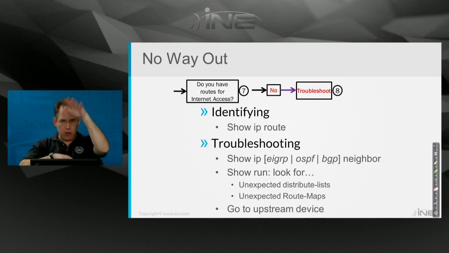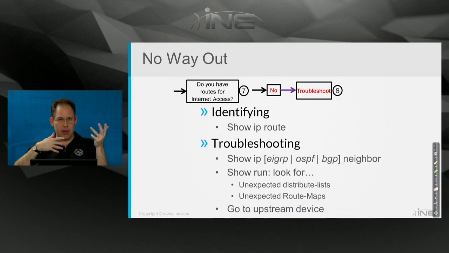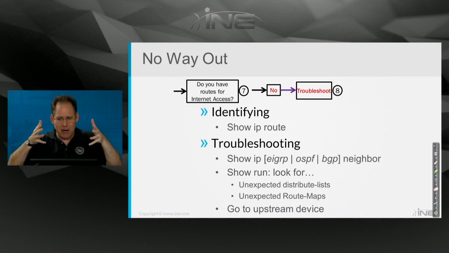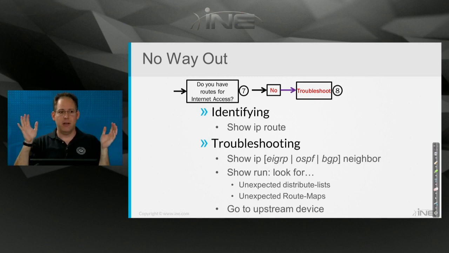Then I looked at my show run. I said, is there anything in my running config here that would explain why I'm missing my routes? And I said, I don't see anything. Don't see any distribute lists. Don't see any route maps. Don't see anything on my router that would account for the fact that my router is the one who's at fault. My router is the one who's dropping the information.